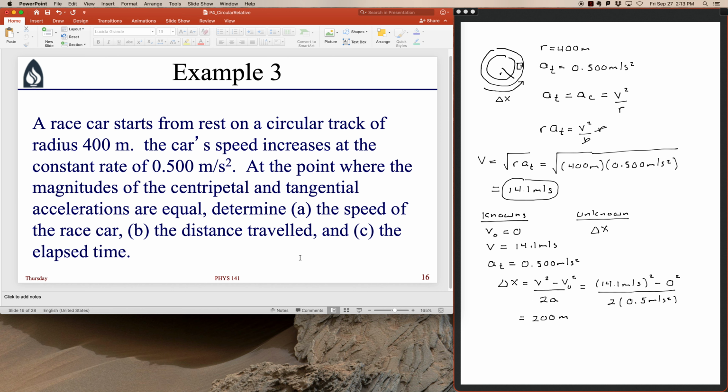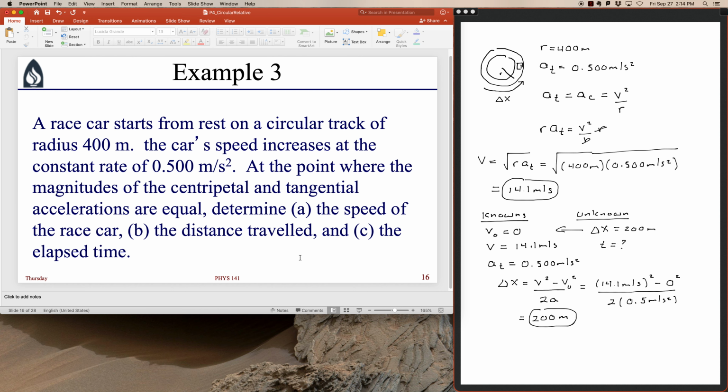So now I can add that 200 meters to my list of knowns. It's another thing I know about the problem. And that is my answer to part B. But then part C is asking for time. So now my new unknown is time. What is the elapsed time?